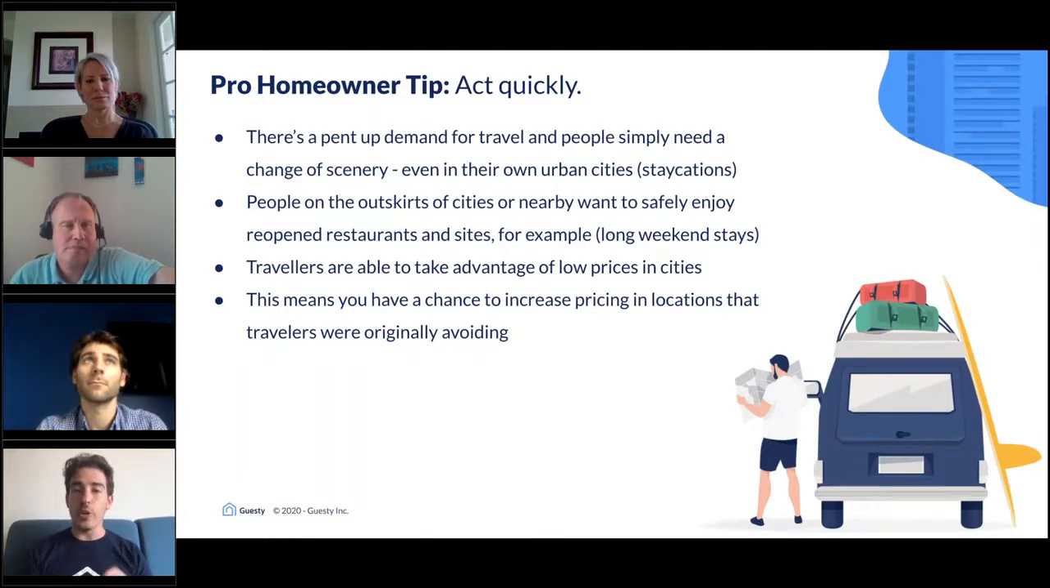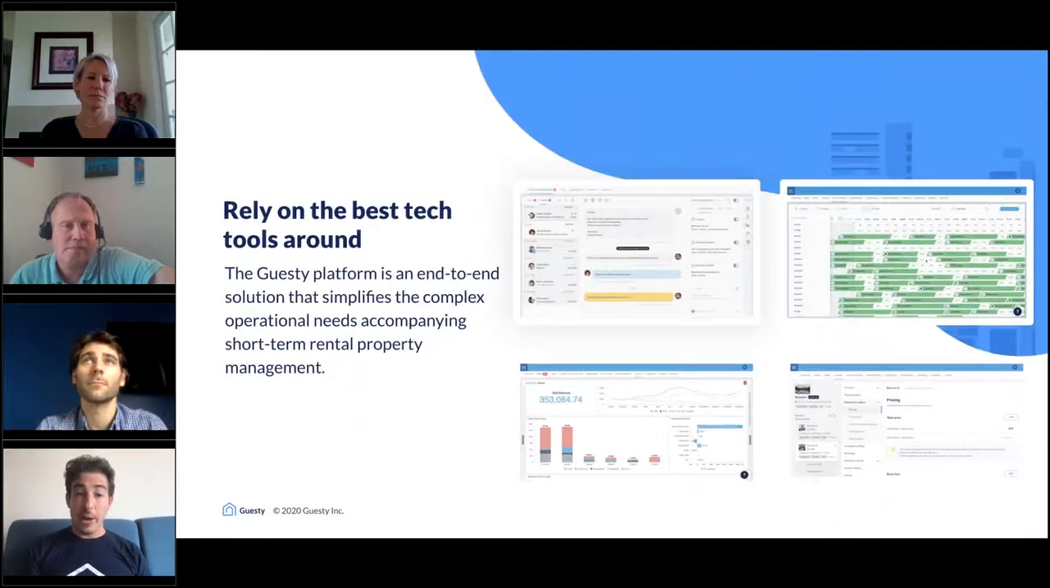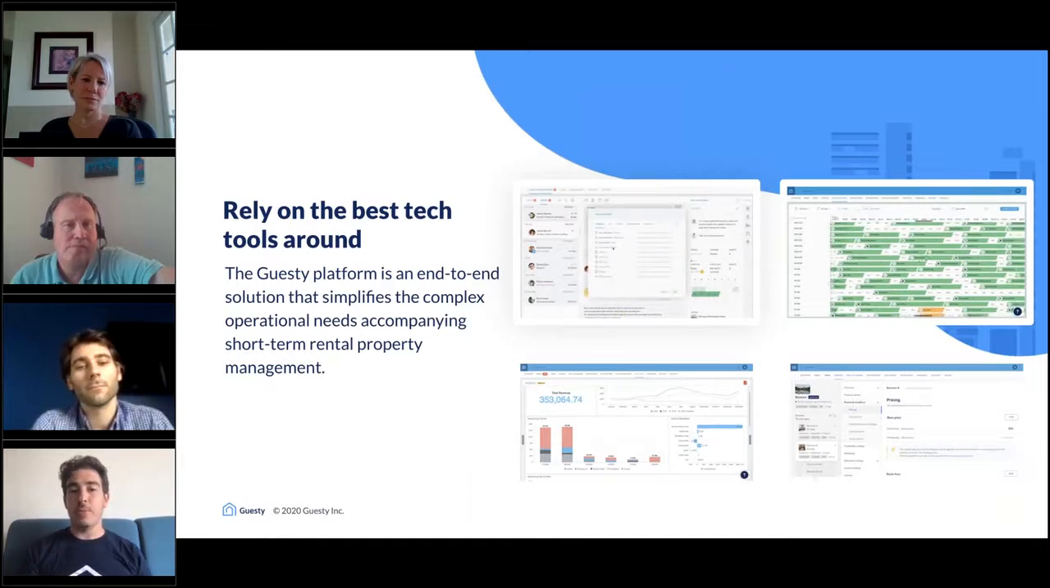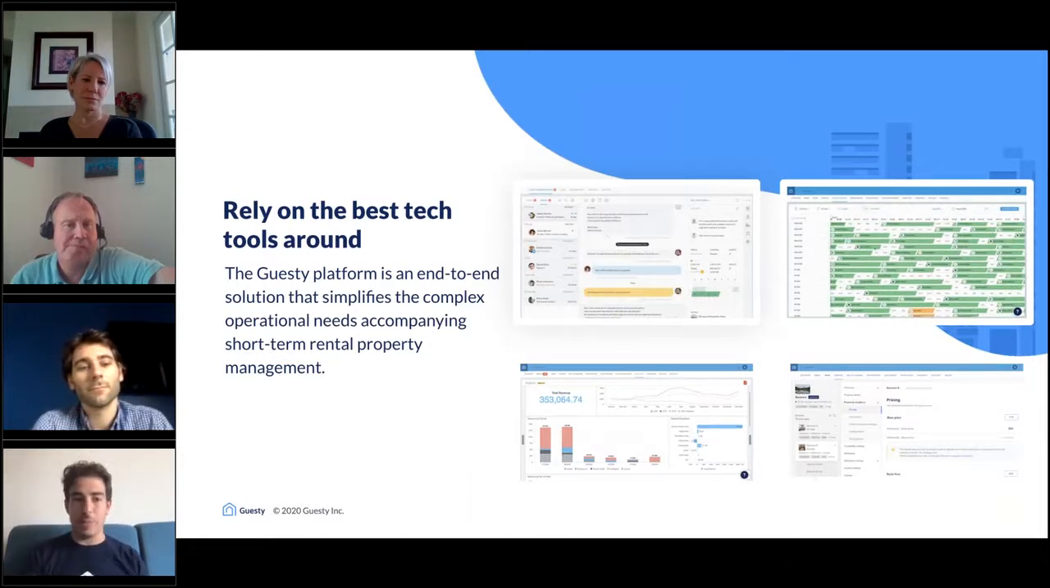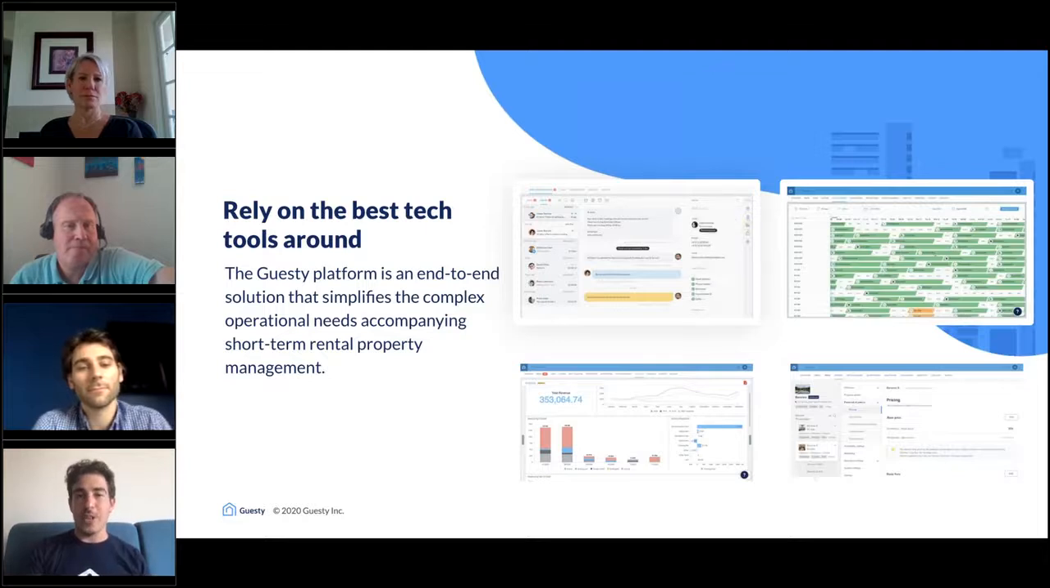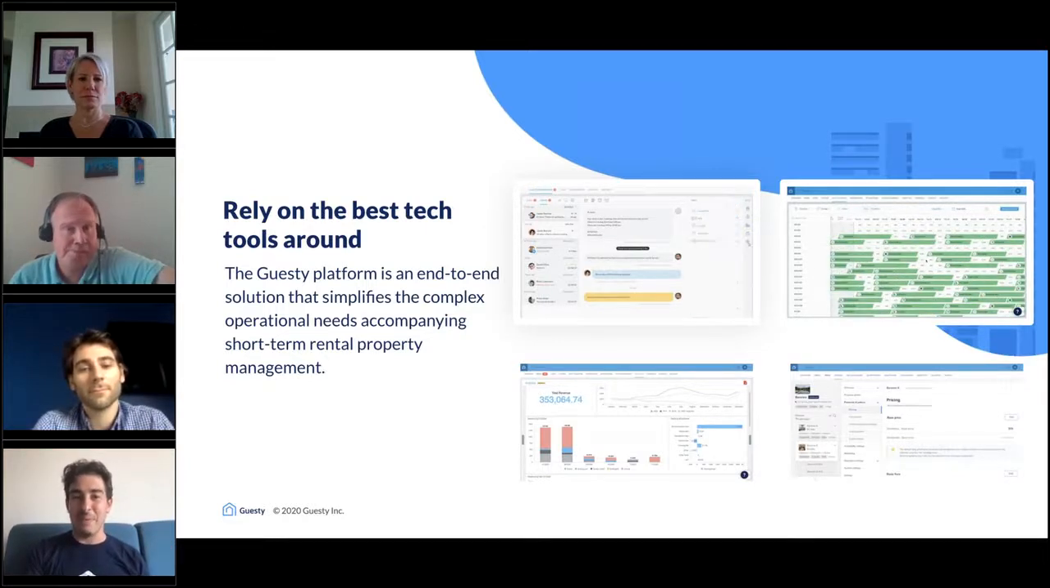And there is a lot of demand out there that you can really leverage if you act quickly and you base all your decisions on data that is really changing on a weekly basis. Rely on the best tech tools around. And again, I'm part of the Guesty leadership team, and we developed a property management platform that really allows you to see all the data in one place and automate all the different processes so you can focus on really adjusting the strategy where your minds play the biggest part.